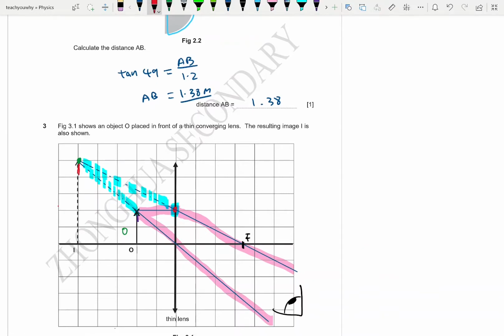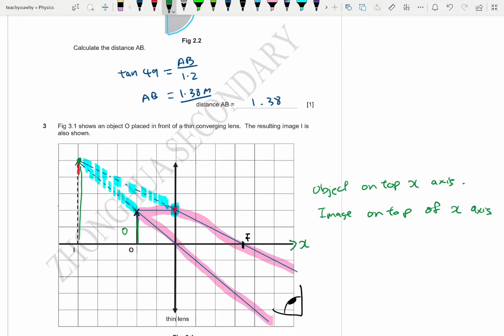So what I'm trying to say is this object is above the x-axis. Okay, it's on top. So the object is on top of the x-axis. And likewise, where is my image? My image is also on top of the x-axis. Therefore, we say that this is upright.